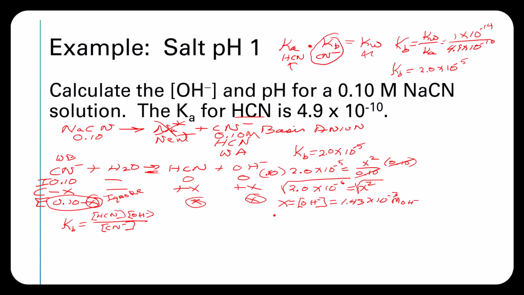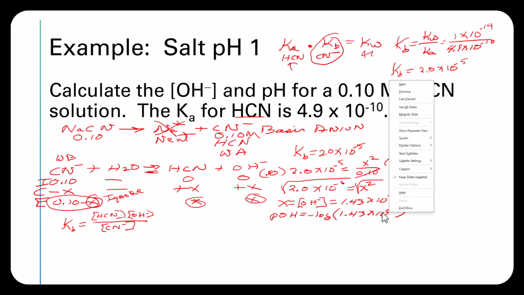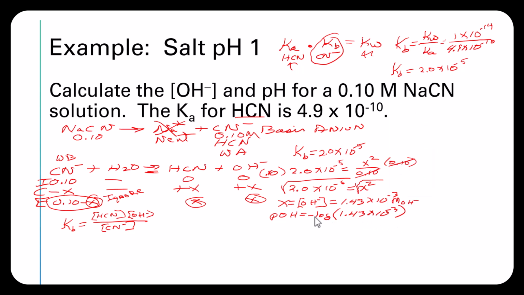I'm going to go ahead and get the pOH by taking the negative log of the hydroxide ion concentration, which is 1.43 times 10 to the minus 3. Can you guess, will the pOH be greater than 3 or less than 3? Ask yourself this question, or maybe even type it on your calculator. If you took the negative log of 1 times 10 to the minus 3, what would you get? You would get 3. But as the hydroxide ion concentration goes up, just like the pH, the pOH goes down.